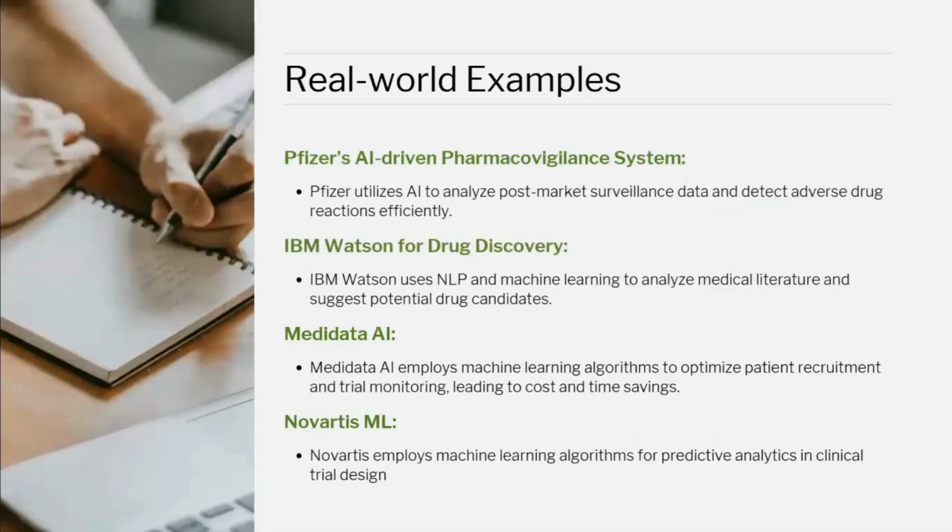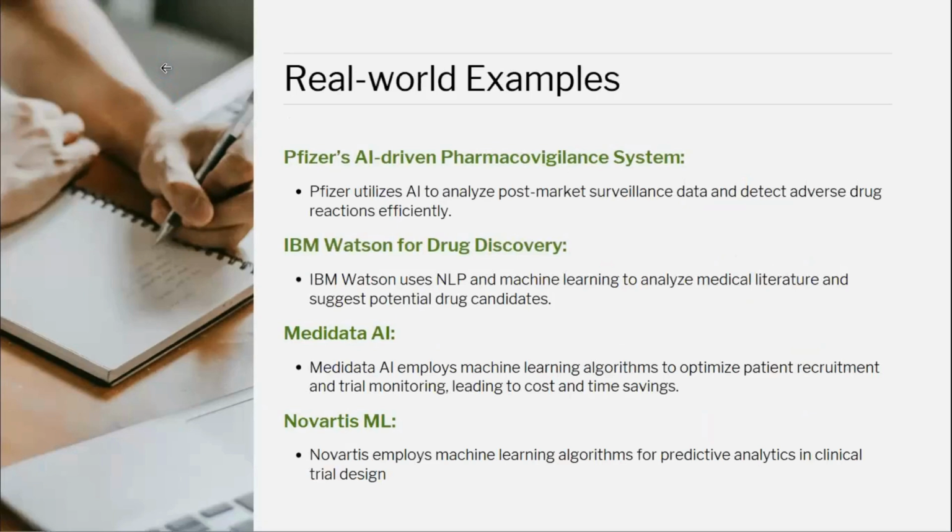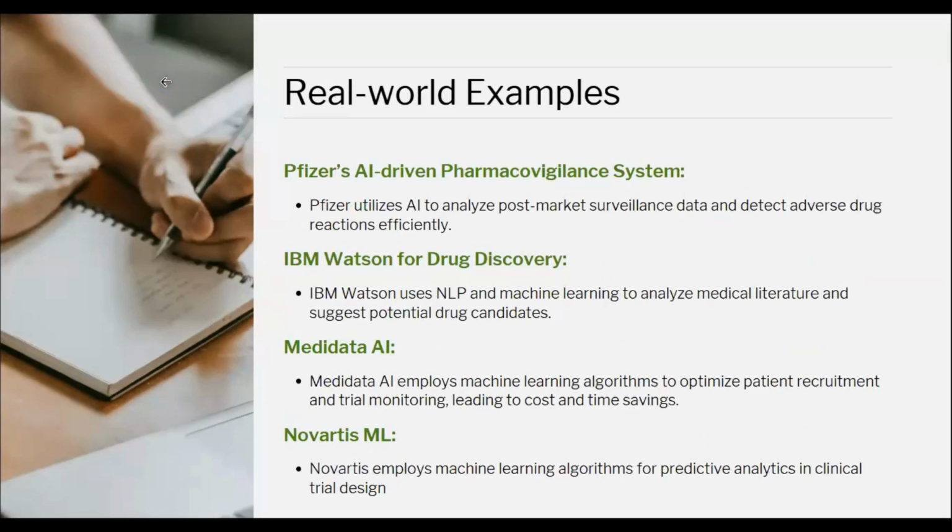Now, talking about real-world examples, like the Pfizer AI-driven pharmacovigilance system, already in place. Pfizer utilizes AI to analyze post-marketing surveillance and detect adverse drug reactions efficiently. So in pharmacovigilance, case processing is basically done through AI, and AI is being implemented in every stage of pharmacovigilance.